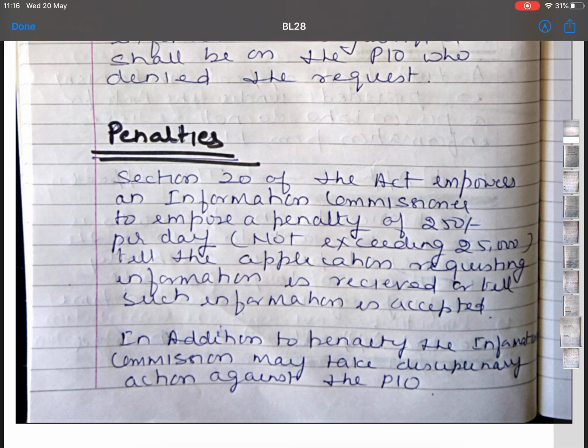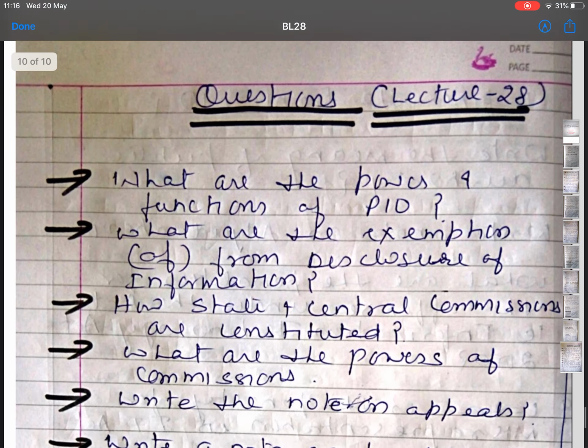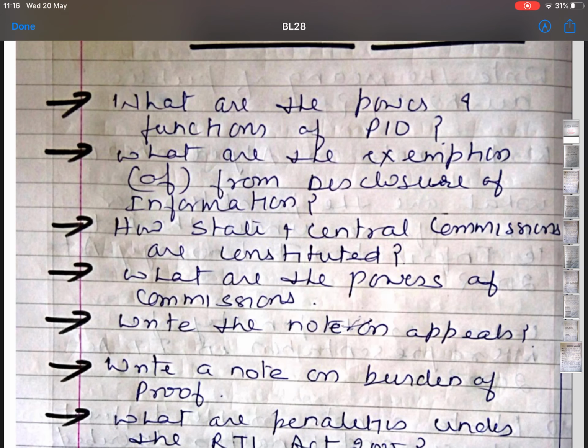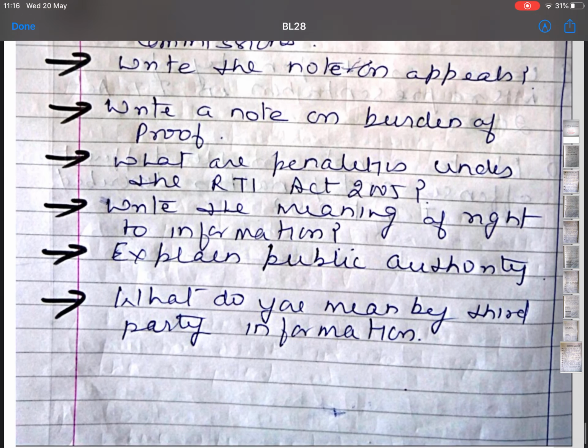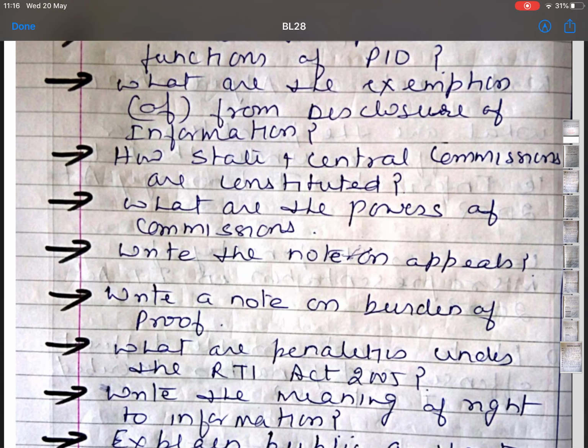So these are the topics I've discussed in this lecture. If any query is there, please do ask me. These are the questions which are related to the above topics. As I've already told you, this is the last topic. This is the last lecture of business law, of the curriculum of business law, which is taught in BBA, fourth semester of MDU, BBA course.